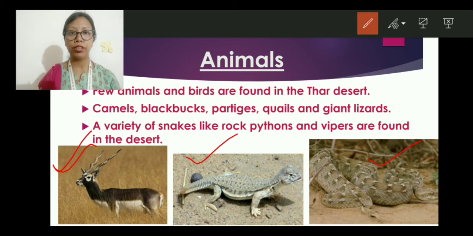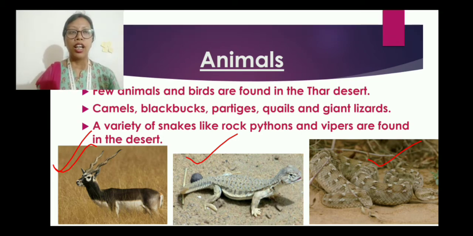Here I have a picture of the viper snake. Now there is one interesting fact that the Thar Desert is home to around 25 different types of snakes. Just imagine. And snakes can be found in the hot areas. So they survive in the hot climatic areas.